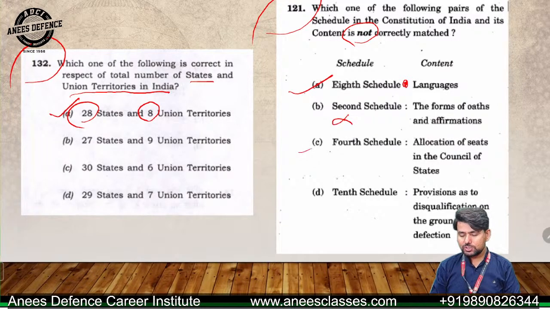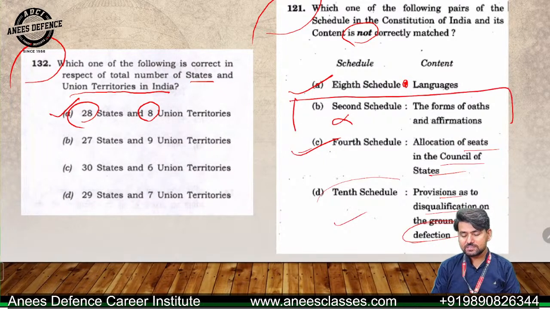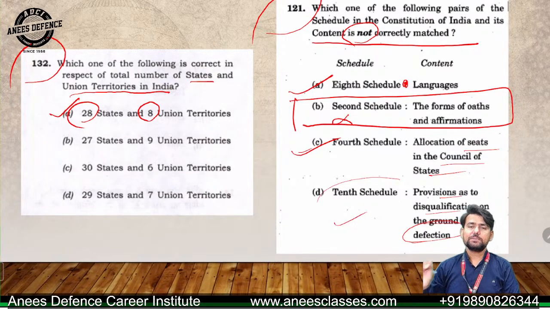ठीक है, मेरे को पता फोर्थ शेड्यूल में एलोकेशन ऑफ सीट्स इन द काउंसिल ऑफ स्टेट है क्या. यस सर. यस, दिस इज करेक्टली मैच. और 10 शेड्यूल में प्रोविजन एज डिस्क्वालिफिकेशन ऑन द ग्राउंड्स ऑफ डिफेक्शन है क्या. यस सर. यस, दिस इज आल्सो करेक्टली मैच. सो नॉट करेक्टली मैच कौन सा है इसमें, सिर्फ ऑप्शन बी. ऑप्शन बी, एंड दैट इज आवर आंसर. Because they have asked which of the following does not correctly match. Is that clear, students? Everyone with me?